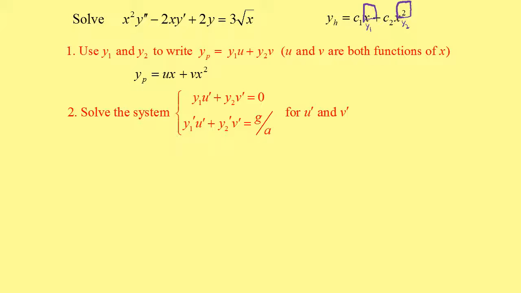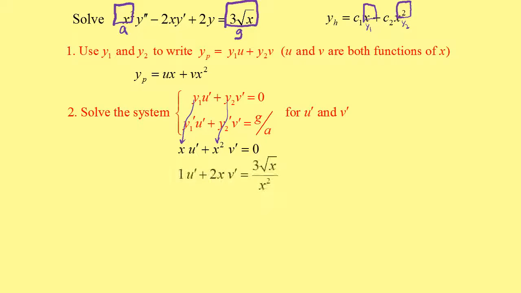Let me point out that this is what we're referring to as g, and this is what we're referring to as a. So that's the g over a down here. So anyway, the system of equations then would look like this. The y1 is x, the y2 is x squared, the y1 prime would be a 1, the y2 prime would be a 2x, and then the g divided by a would be 3 root x over x squared.